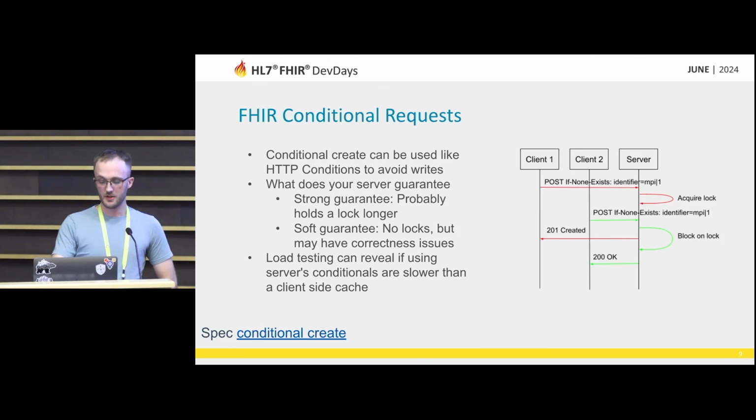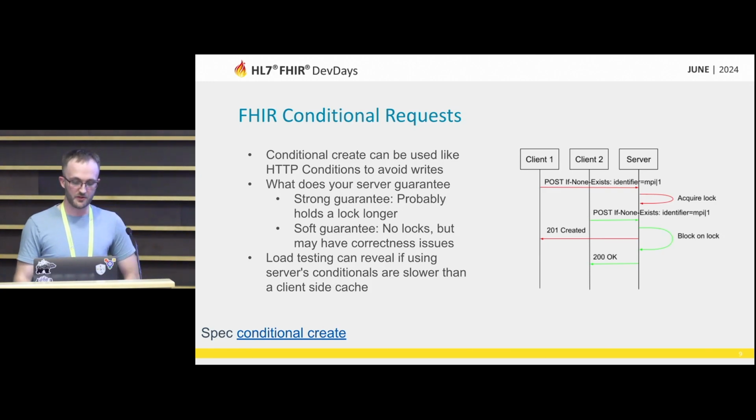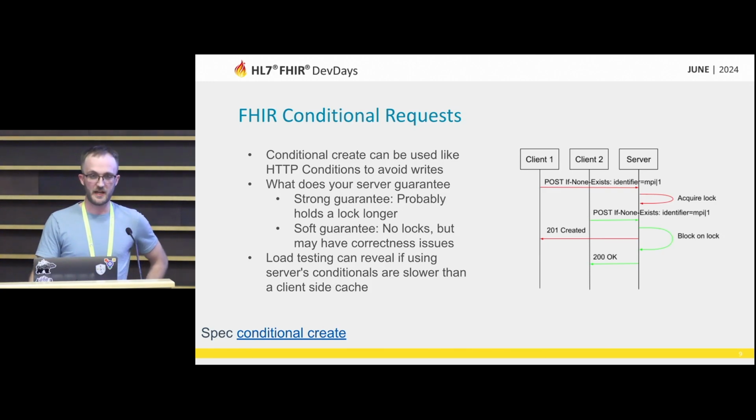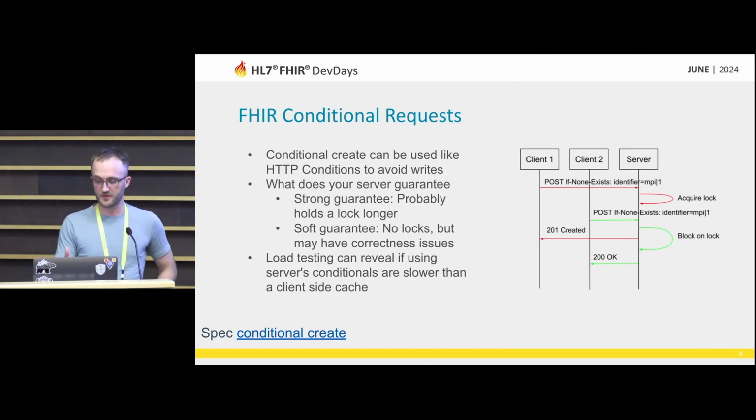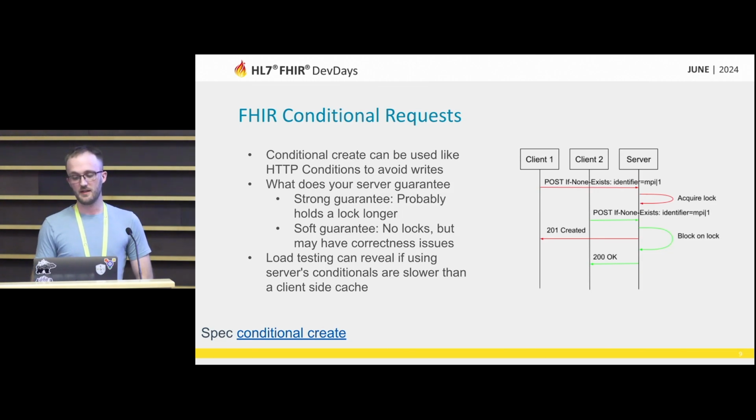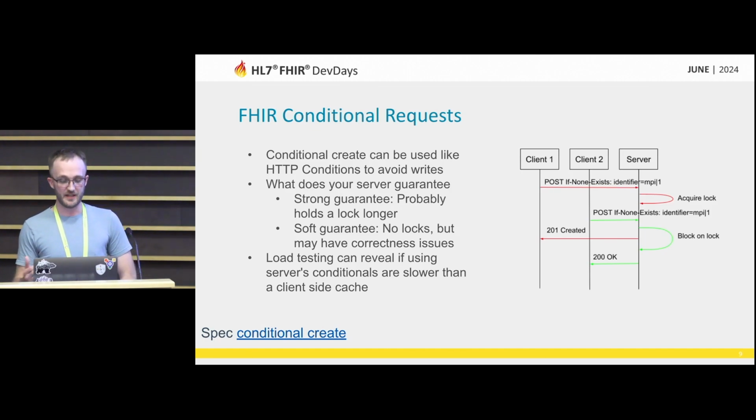And so you can see over here that we have client 1 and client 2 are both trying to create a patient, and they have an identifier from the source system. And so the first client gets the lock. The second client tries to make the request. It blocks. It has to wait until client 1's request finishes, but then it sees that the patient has now been created, and it doesn't have to do the create.